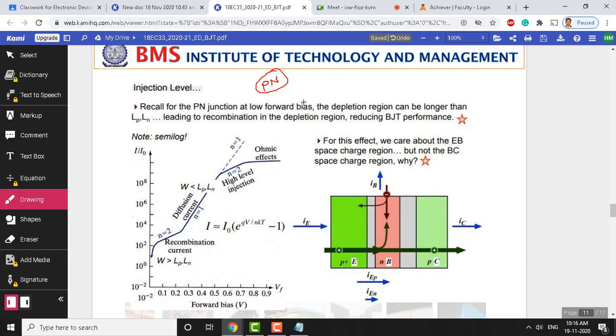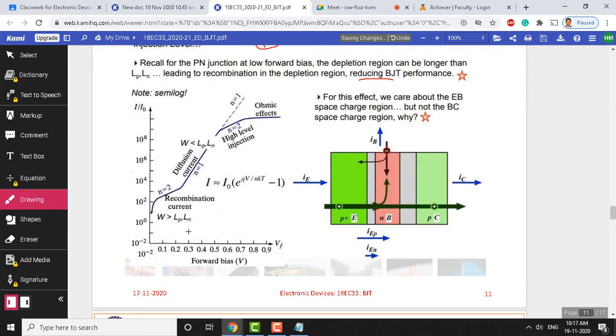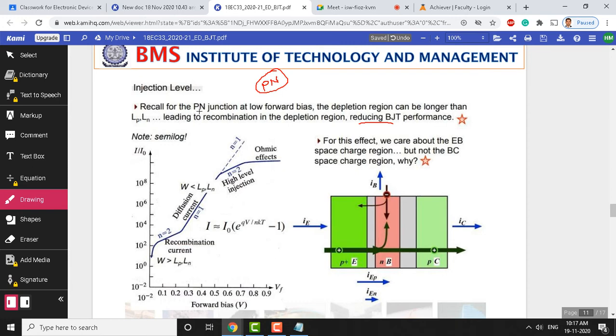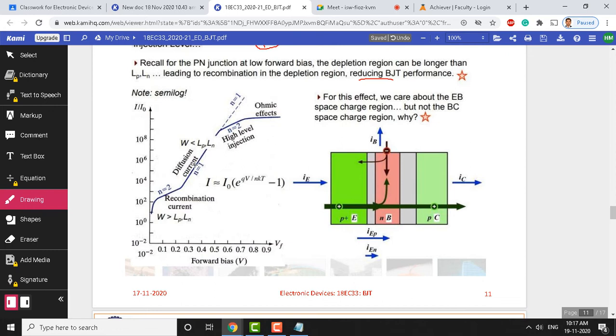When we apply low forward bias, the depletion region can be longer than the diffusion length for holes and electrons, which leads to recombination in the depletion region, and it reduces the BJT performance here. What do we mean by this? Here you are seeing a graph. The condition is when the low forward voltage is applied. This is the condition for a normal PN junction, and this is the expression you are seeing here.